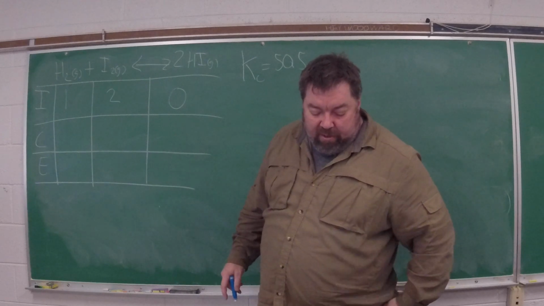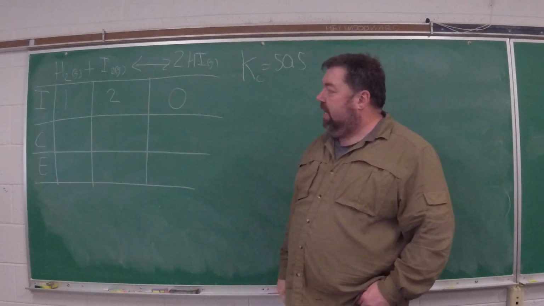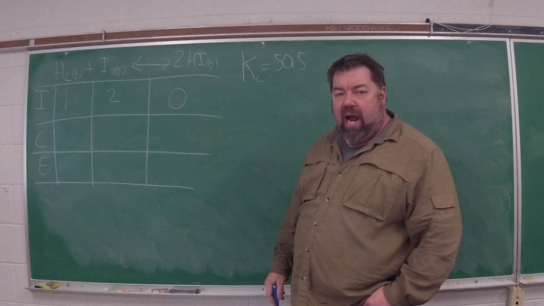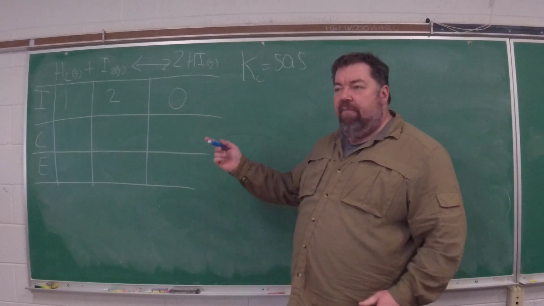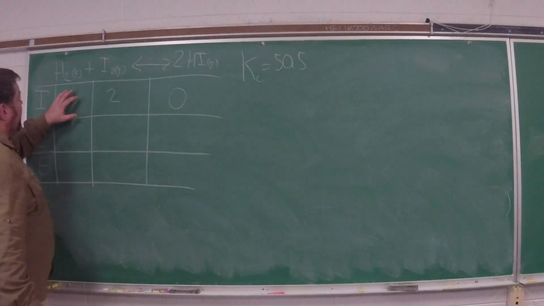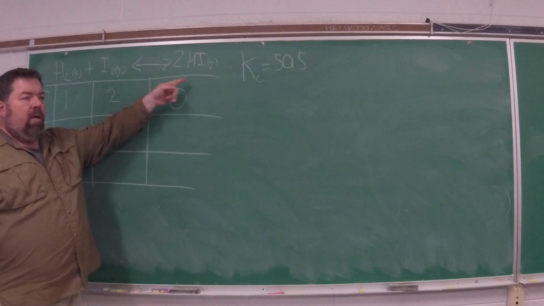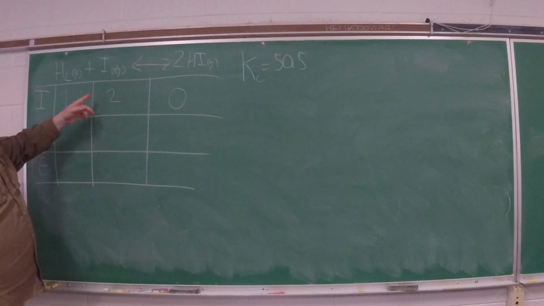Now, the problem asks, what are the equilibrium concentrations of each one of these? H2, I2, and HI. That's what we have to figure out, right? This is how we're going to use the ICE table. So starting off here again, what do we have? We have reactants, 1 molarity, 2 molarity, 0 molarity, right?